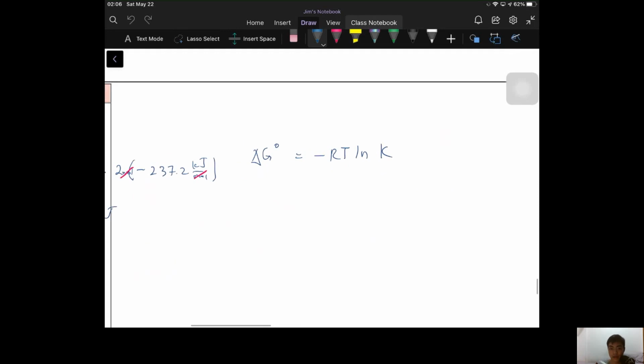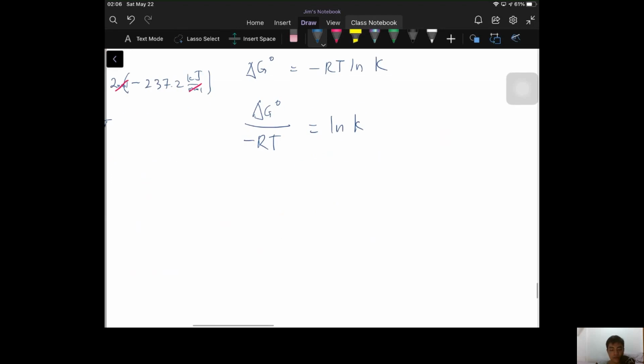So, hanapin natin yung K. Yun yung tanong sa problem eh. So, lipat mo yung RT. Okay. So, you have delta G naught over negative RT equals ln K. How do you remove K from the ln function? You use exponential. Okay? O, review tayo.